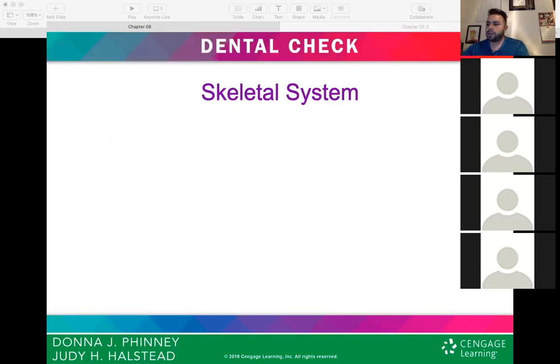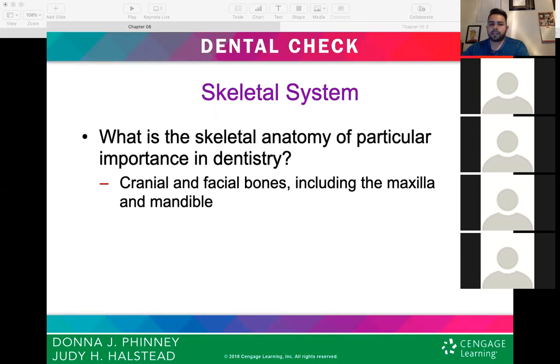All right, so what is the skeletal anatomy of particular importance in dentistry? Of course, the answers are right up there, unfortunately. So that's the cranial and facial bones, and that includes the upper and lower jaw, which is the maxilla and mandible.